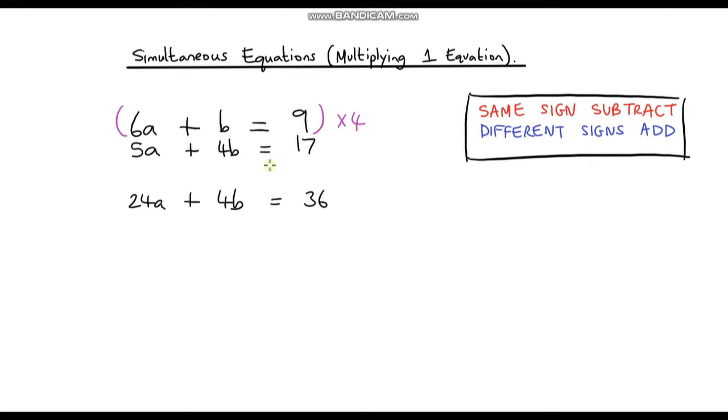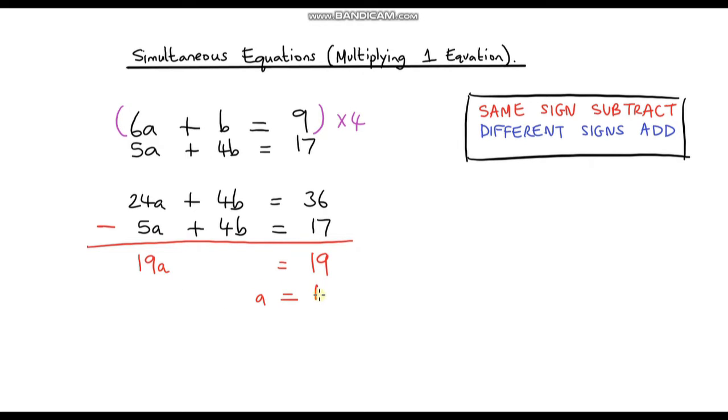So now if I just copy down this bottom equation underneath, you can see that we have the same number of b's, so we can eliminate them. Are we going to add or subtract the equations? Well, we have the same signs in front of our b's, and remember the same sign means subtract. So I'm going to subtract this bottom equation from the top equation. 24a subtract 5a gives us 19a. The b's will obviously cancel out. And on the right-hand side, 36 subtract 17 is 19. So now we've got 19a equals 19, therefore a is equal to 1.